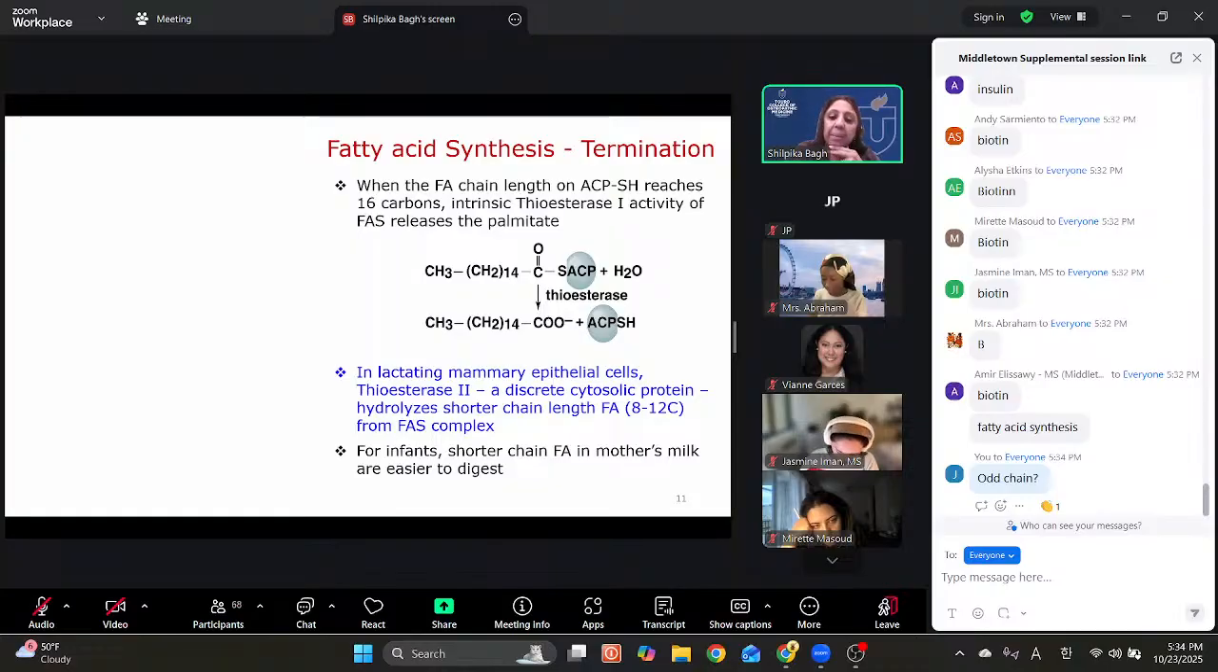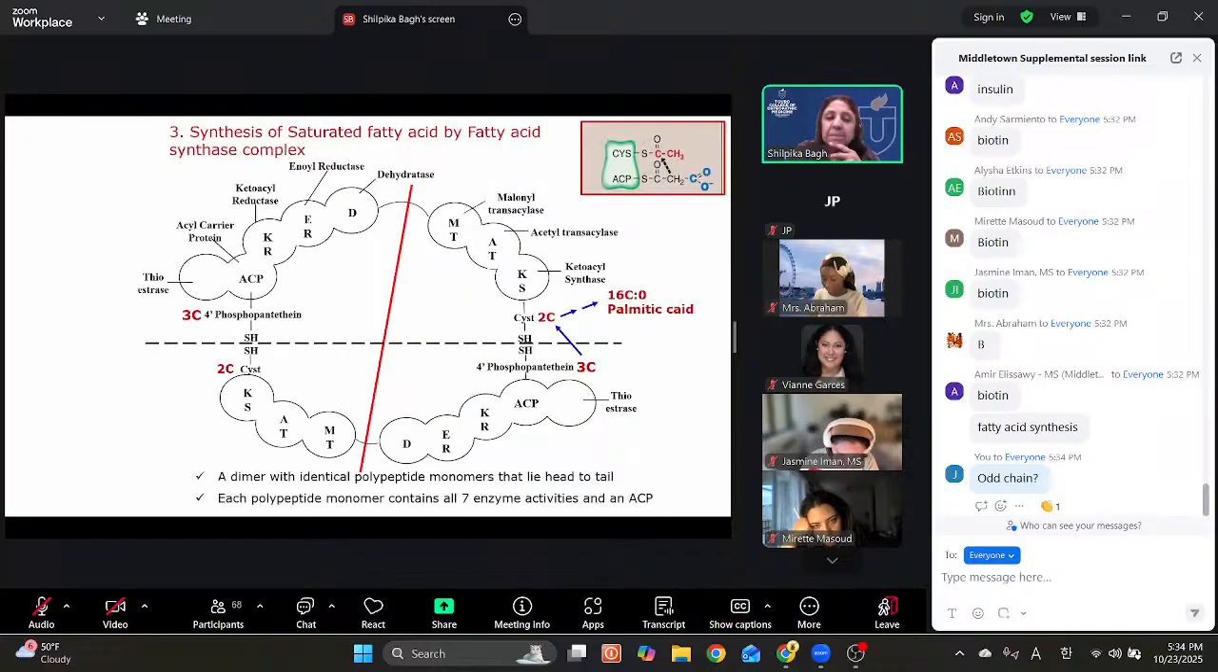Somebody said mammary glands. Now, one thing is knowing your right enzyme. So tell me, is it thiolase or thioesterase? Which one is for fatty acid synthesis? Thioesterase or thiolase?